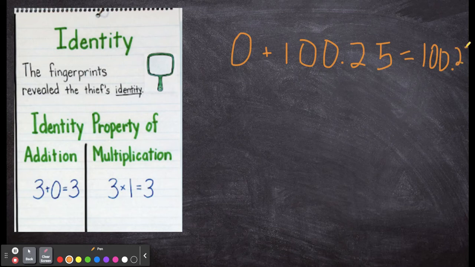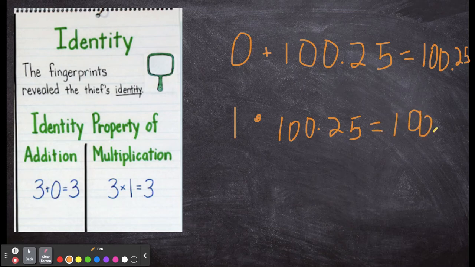The same thing if we were to multiply 1 to 125. Same thing, you're going to get 125 hundredths back. It's always going to give you itself.